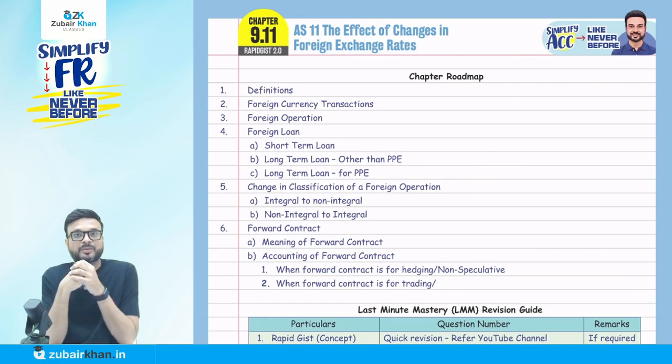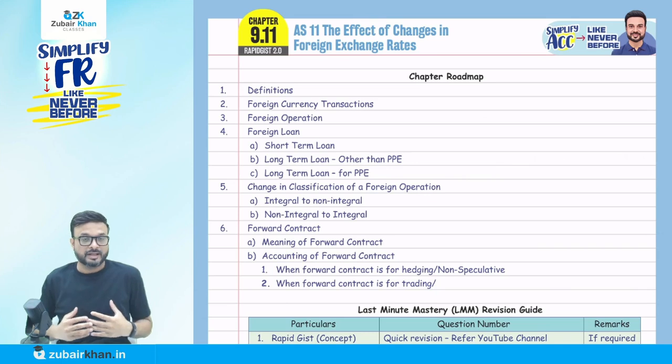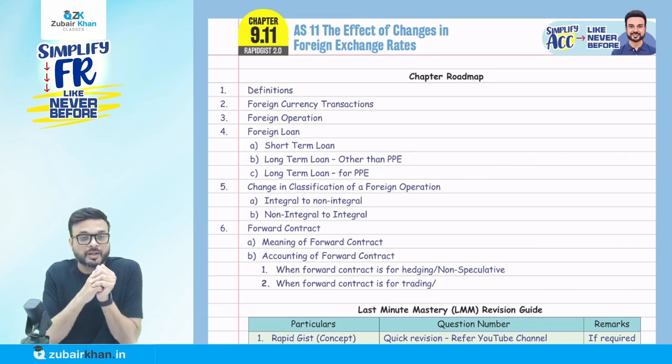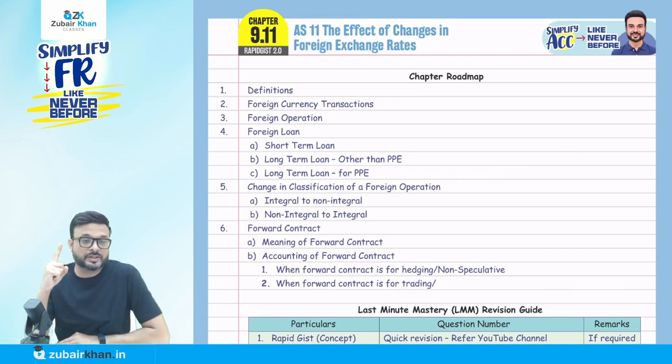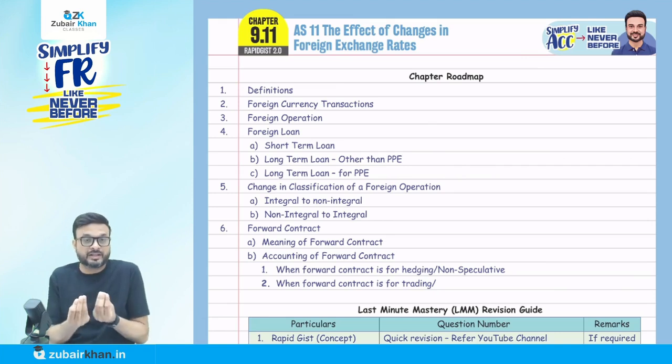Now first we will discuss why there is a need for this Accounting Standard 11. As you can see from the name, it is the effect of changes in foreign exchange rate. We know that the foreign exchange rate fluctuates daily. First of all, what is this foreign exchange? For example, for $1 how much do we have to pay? Suppose 85 rupees. So that is the foreign exchange: for one currency, how much we are paying. It is the ratio of the two currencies.